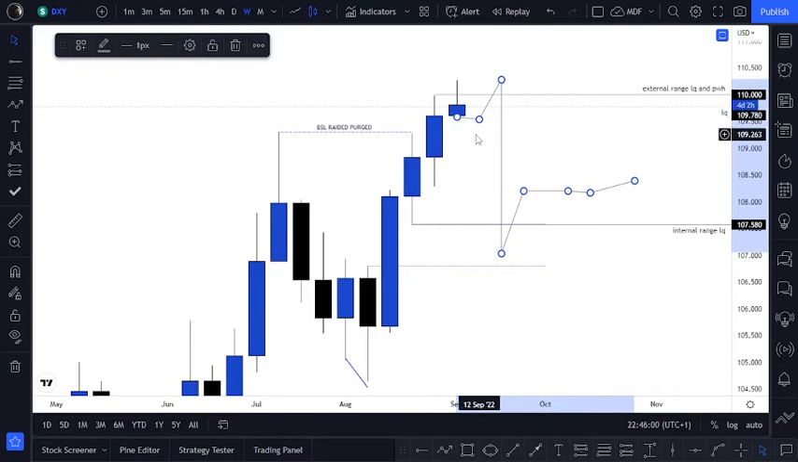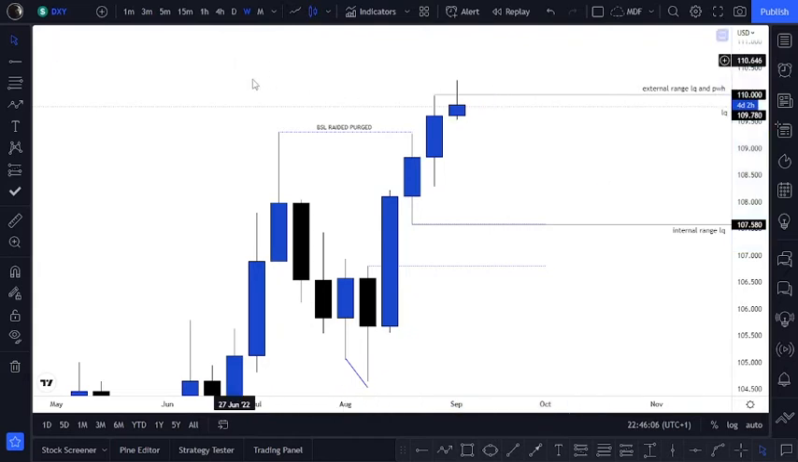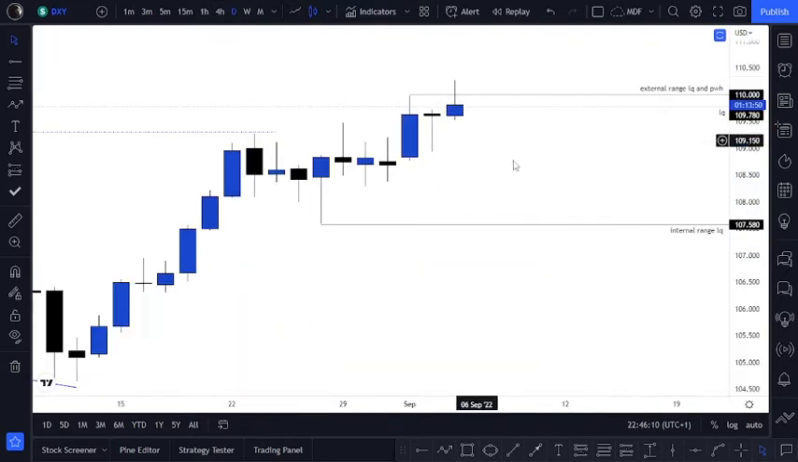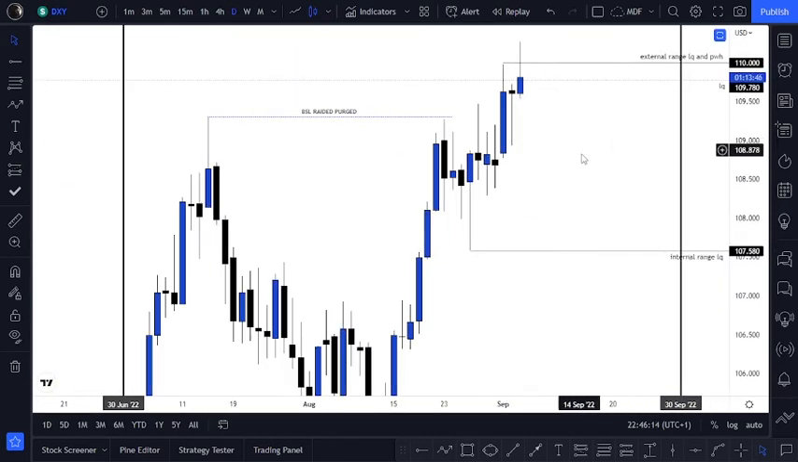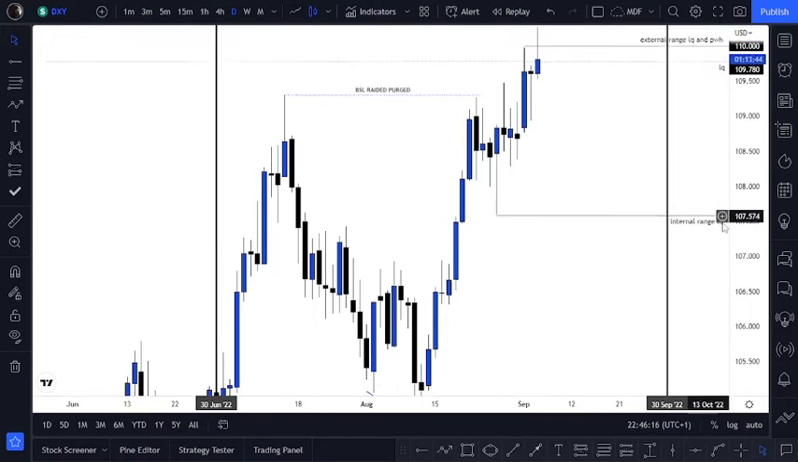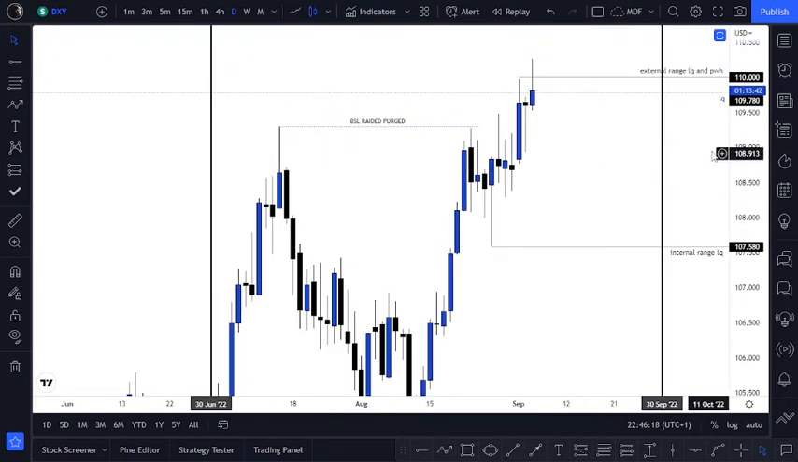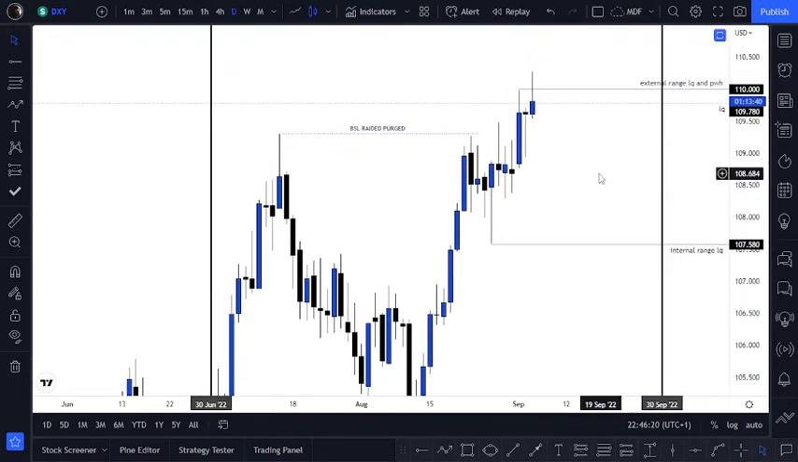So I want to see price, having already run out this external range liquidity, come back to run out the internal range liquidity. So let's look at the daily time frame now to see how we would be approaching this. Just like we have already discussed on the weekly time frame, today was a Monday, so I'm currently recording this video on a Monday night.